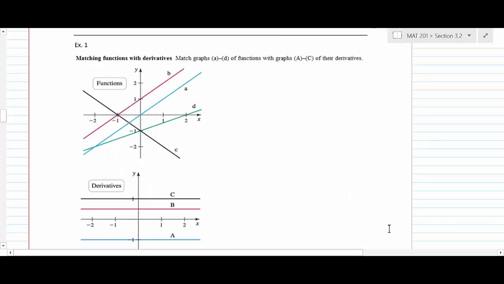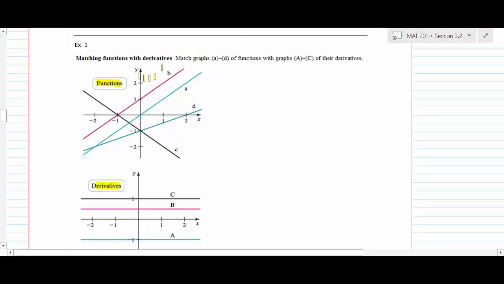Okay, so let's go ahead and look at this one now. What we're doing is we're going to match the function. This is the function, and these are the derivatives. One of the things you're trying to learn right now is to be able to conceptualize what a graph of a derivative is. A derivative is a function, and it can be graphed.